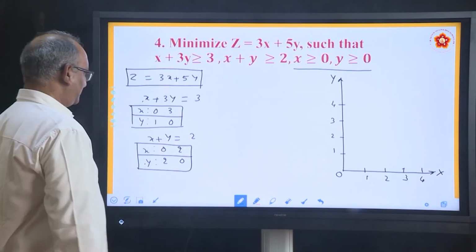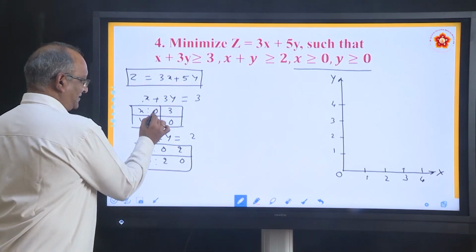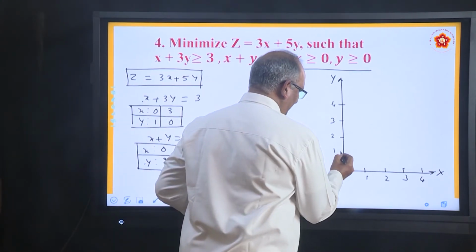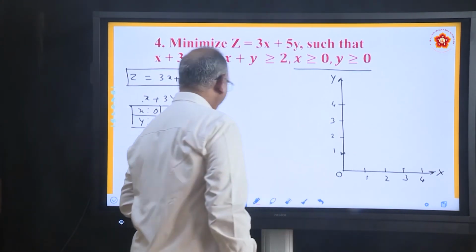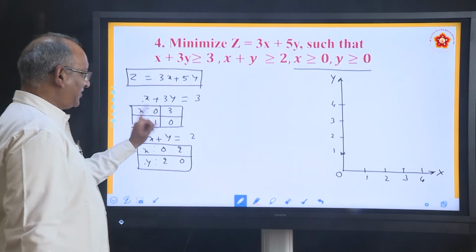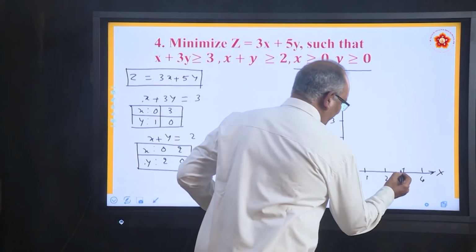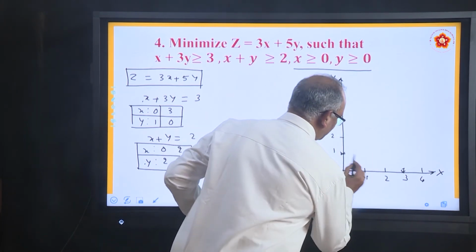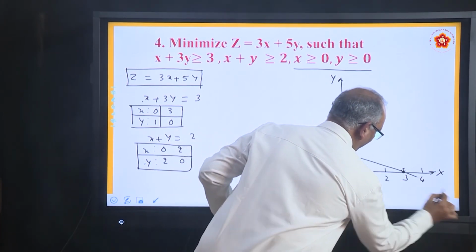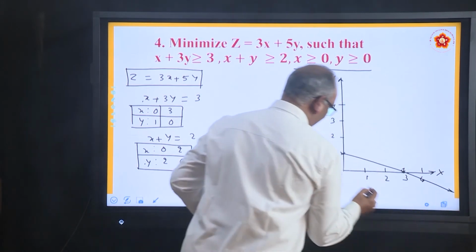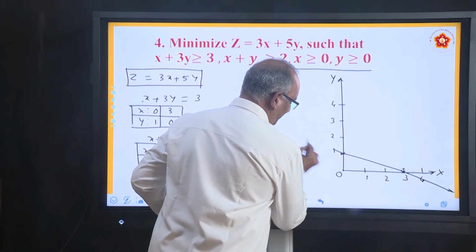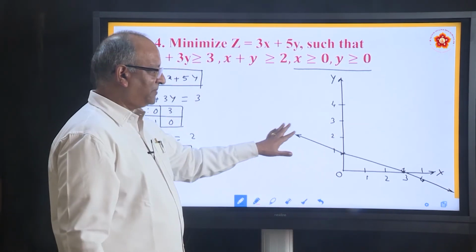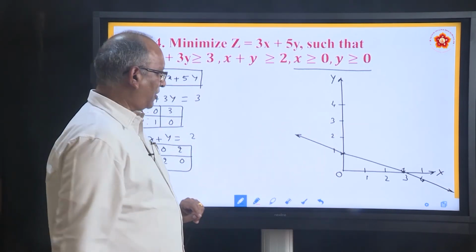Plot the points. What are the points? When x is 0, y is 1. So, this is the first point. Next, when x is 3, y is 0. This is the point. If you join them, you will get a straight line. And you can also extend it backward. So, that is the first line. It's not very straight, but with the help of a scale, you can draw.